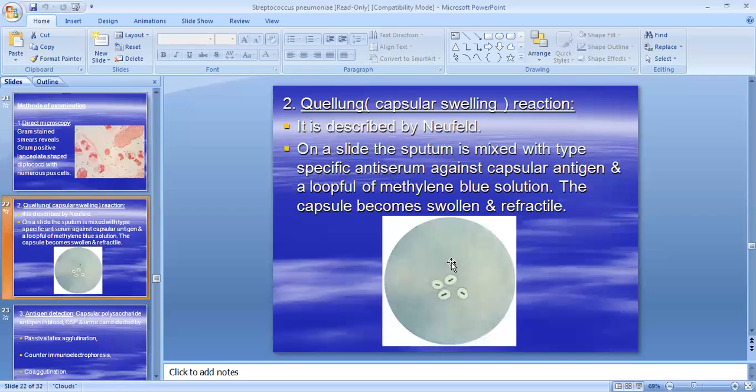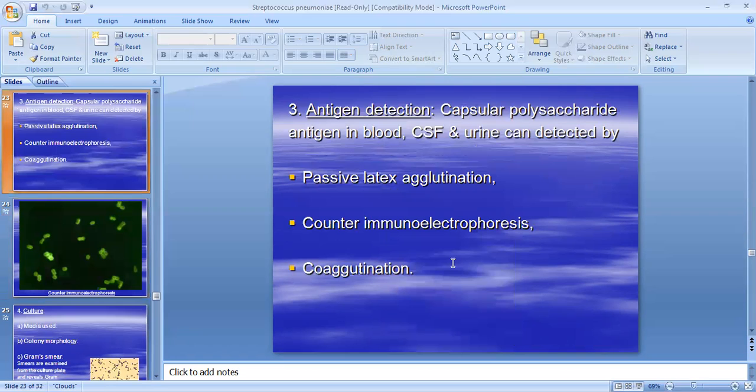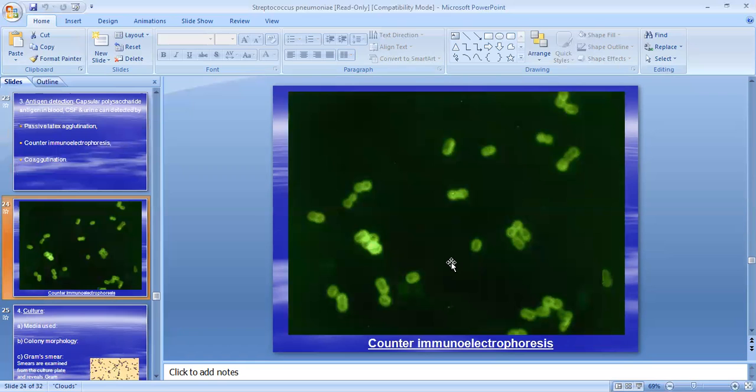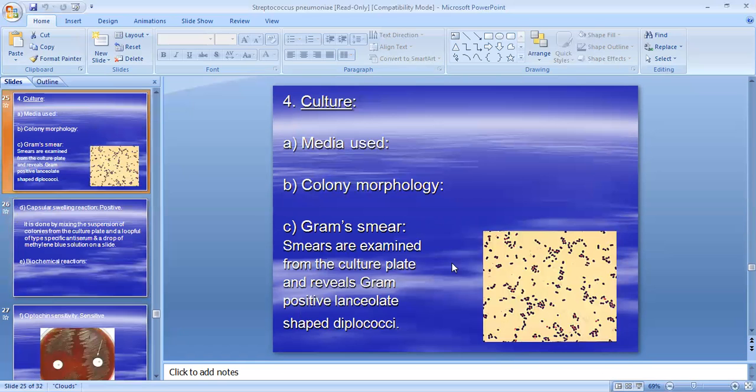It was described by Neufeld. On the slide, the sputum is mixed with the specific antiserum against capsular antigen and a loopful of methylene blue solution. The capsule becomes swollen and refractile. Antigen detection: capsular polysaccharide antigen in blood, CSF, and urine can be detected by passive latex agglutination, counter immunoelectrophoresis, and coagglutination. This is an immunoelectrophoresis image.